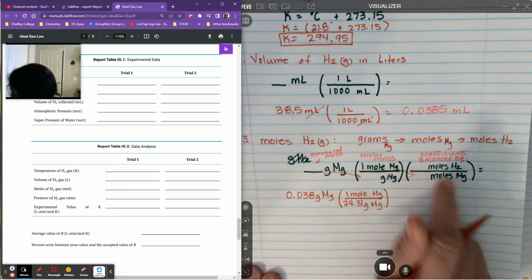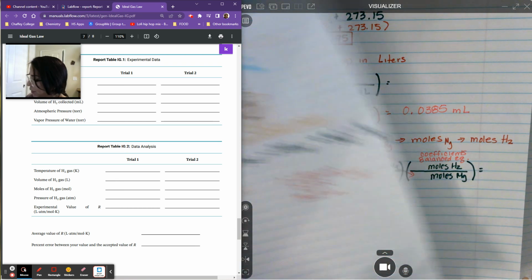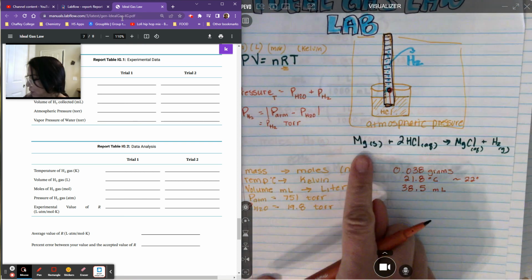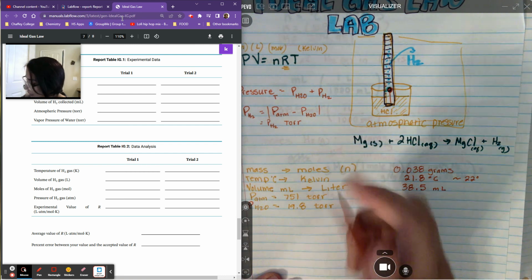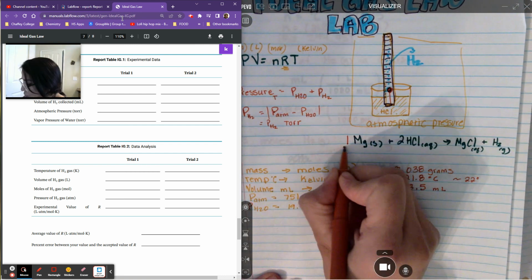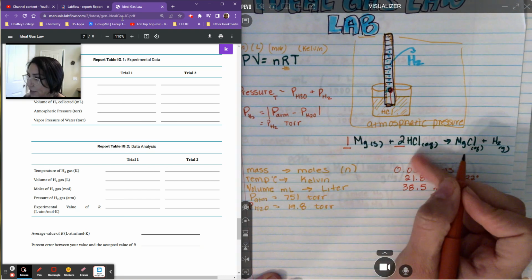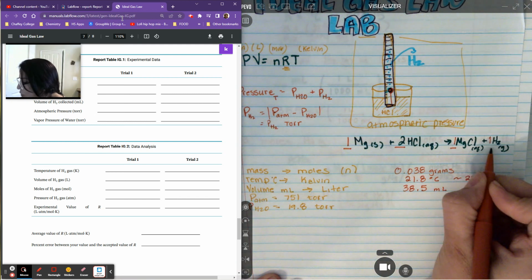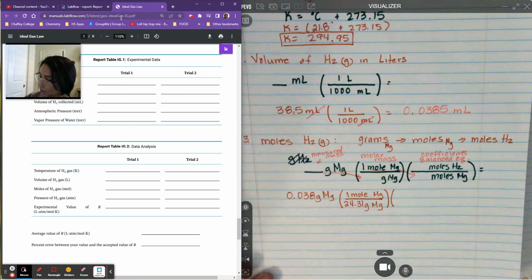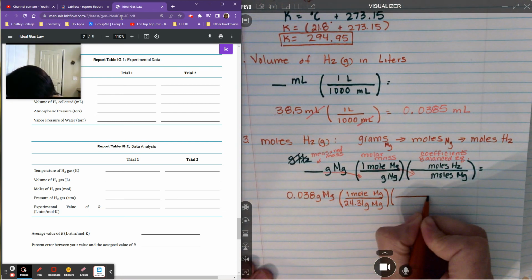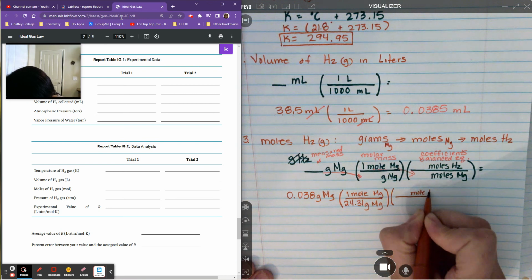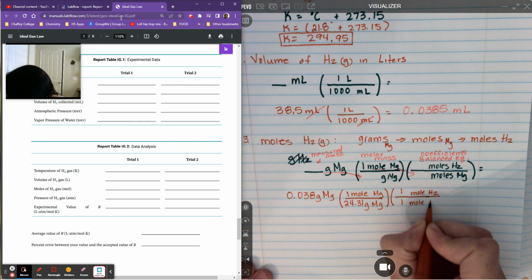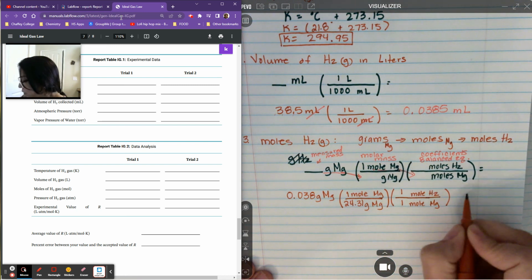And then the next step is going to be my mole to mole ratio based on that balanced chemical equation. If you guys remember, we wrote it down. There is 1 mole of magnesium. Remember, if there's no number in there, it's just a 1. 2 moles of hydrochloric acid, but we're not using that. 1 mole of magnesium chloride, and 1 mole of hydrogen gas. So the moles of hydrogen gas was 1, and the moles of magnesium was also 1. So it was just a 1:1 ratio.